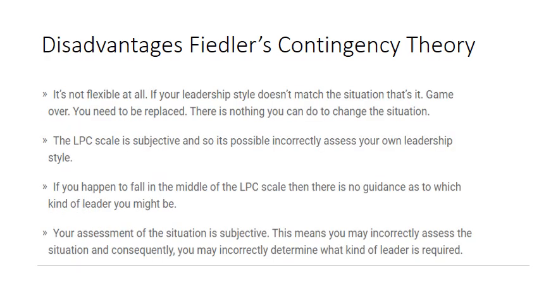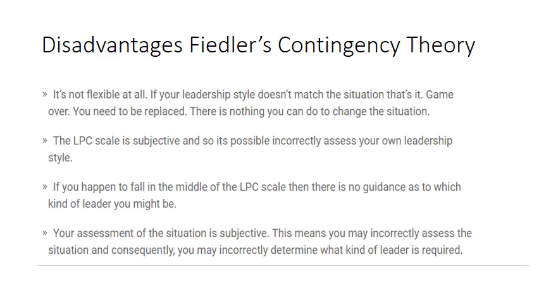Some of the disadvantages are, it is not flexible at all. If your leadership style doesn't match the situation, that's it, the game is over. You are replaced. The situation cannot be changed, only the leadership style can be changed. If it doesn't match, you can quit the job. The second point is the LPC scale is subjective. That is, it's possible to incorrectly assess your own leadership style.